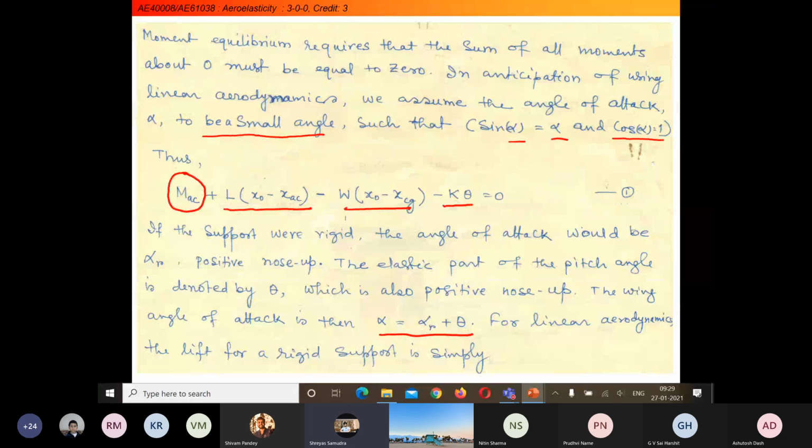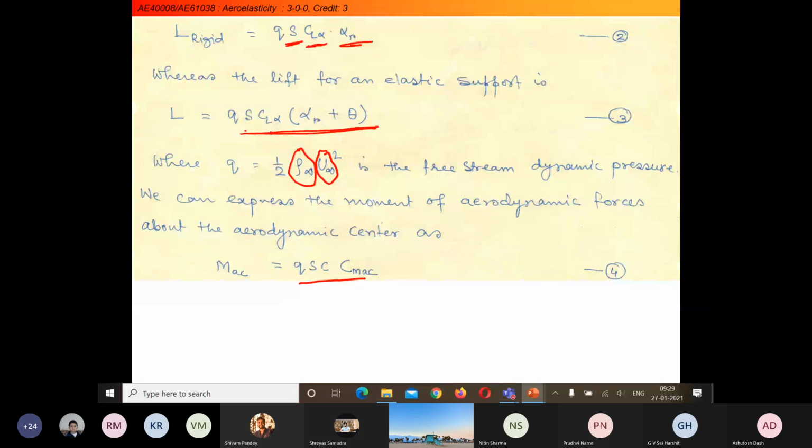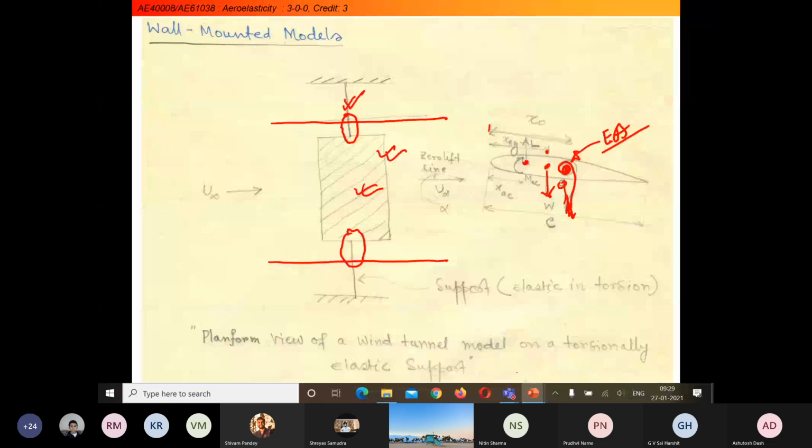This x naught is the distance from the tip of the aerofoil to the elastic axis. That distance is x naught. Then the distance between the tip of the aerofoil to the aerodynamic center is xac, and xc is the distance.